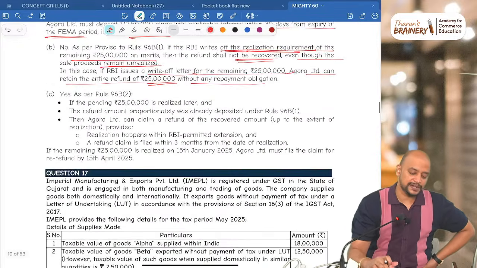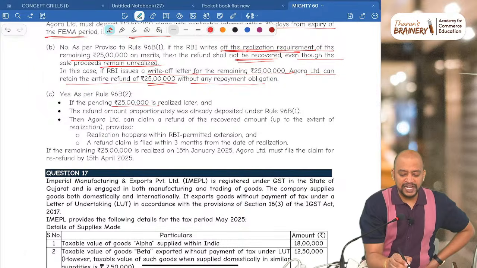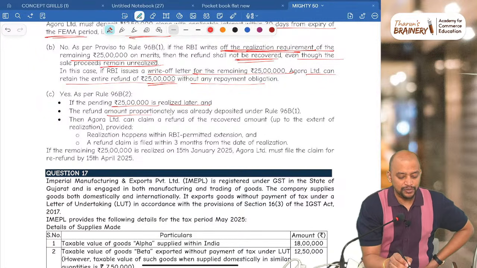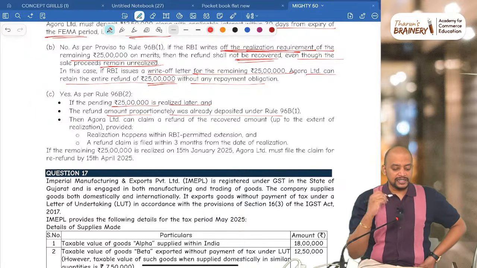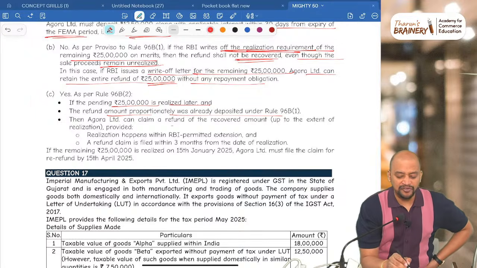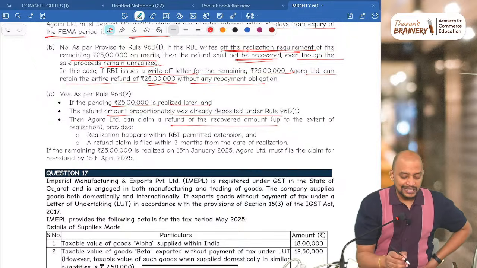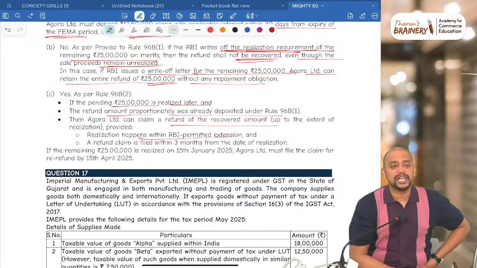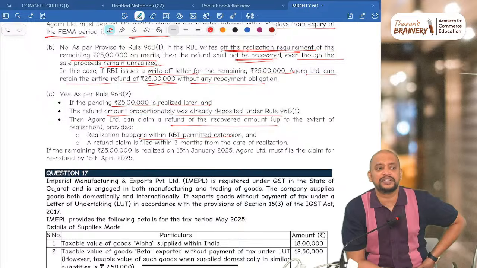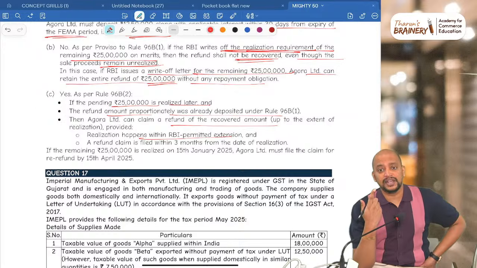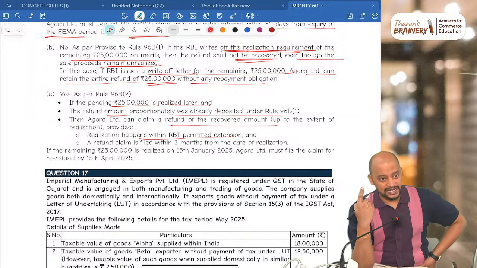So see the answer. If the pending 25 lakhs is realized later and the refund amount proportionately was already deposited, then Agora Limited can claim a refund of the recovered amount up to the extent of realization, provided the realization happens within the RBI permitted extension. What is the RBI permitted extension? 6 months. That's not given here. That's given in this SPOMA. It is given in that.